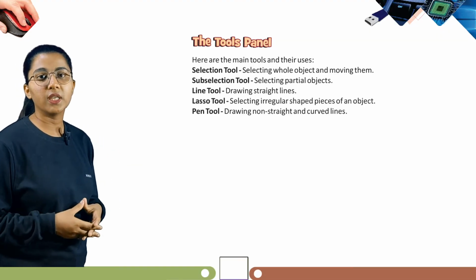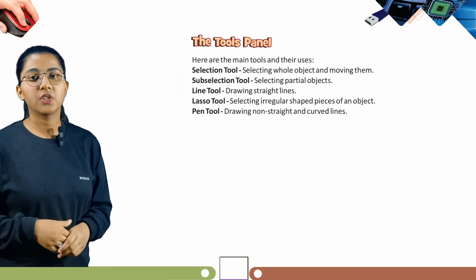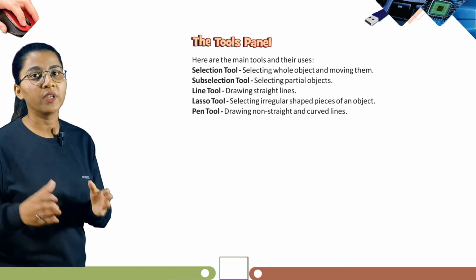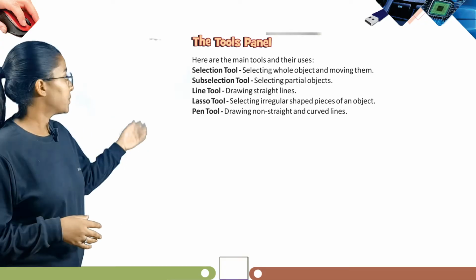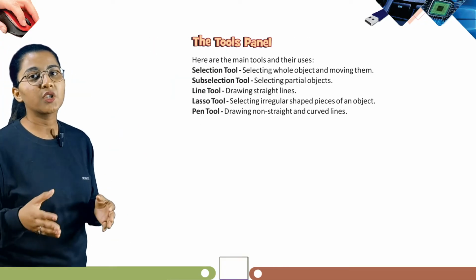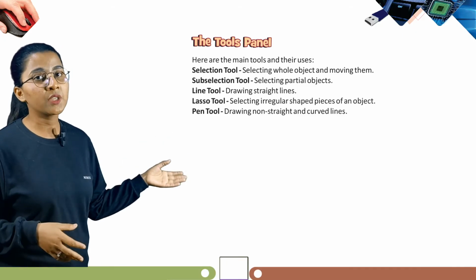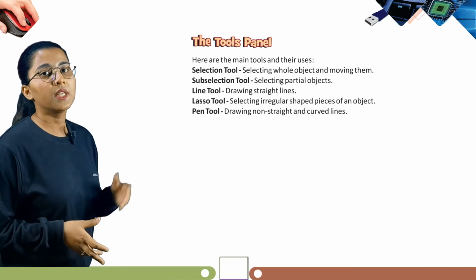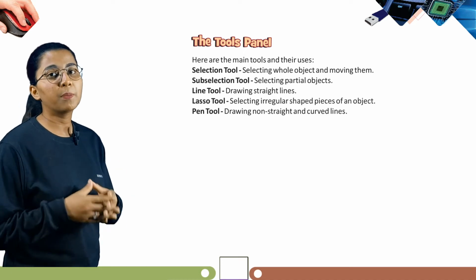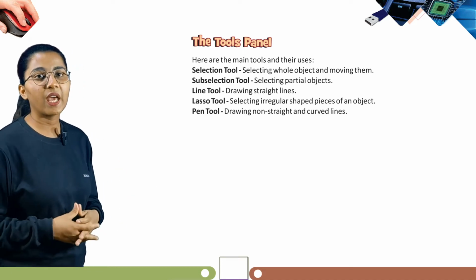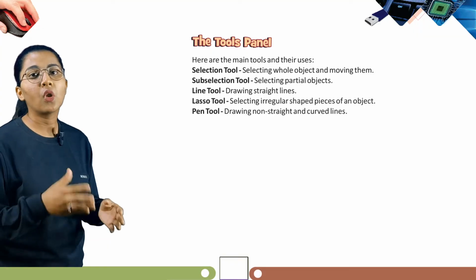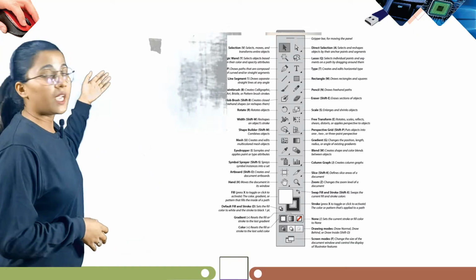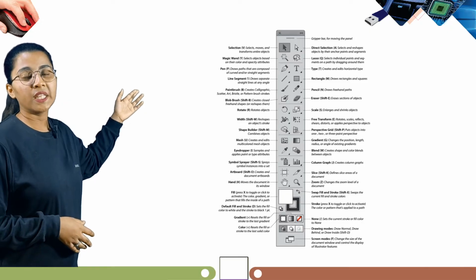Our first tool is the selection tool, selecting whole objects and moving them. Then the subselection tool, selecting partial objects. Then the line tool, drawing straight lines. Then the lasso tool, selecting irregular shaped pieces of an object. Then we have the pen tool, drawing non-straight and curved lines. So students, here you can see the interface of drawing in Flash.